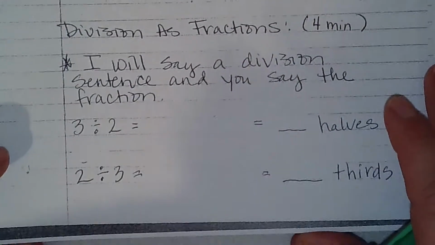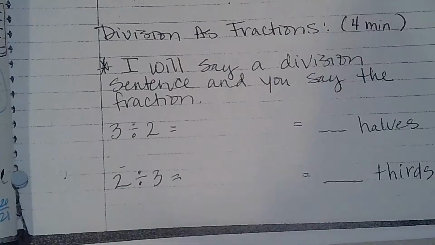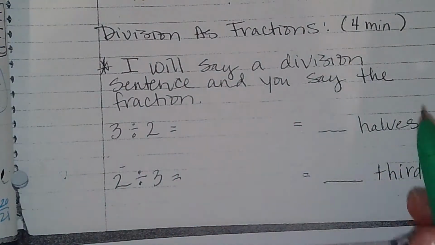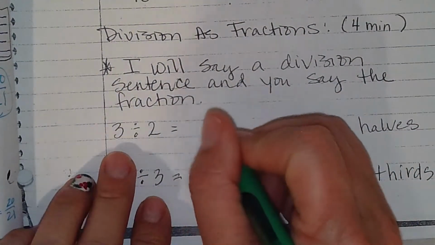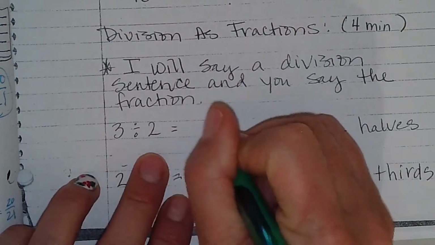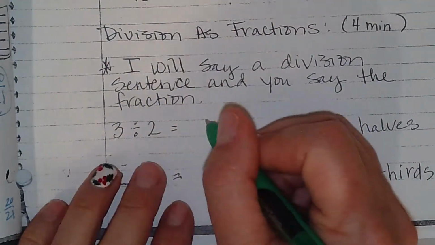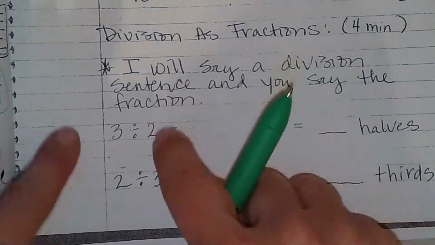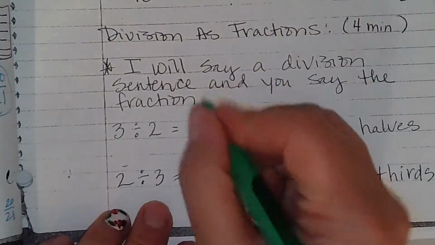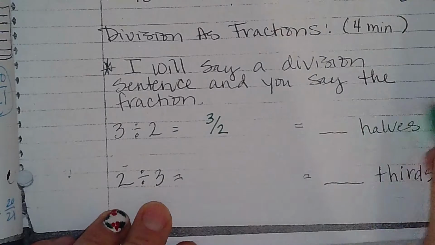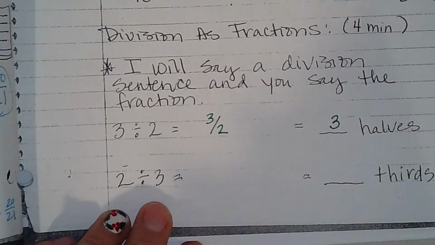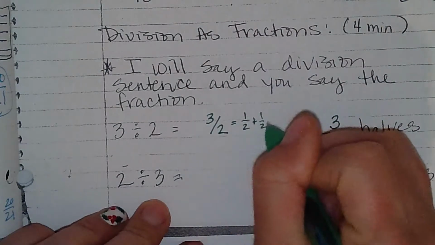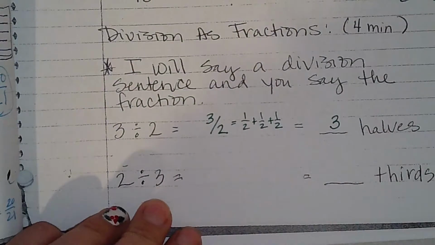Now, division as fractions. I will say a division sentence and you say the fraction. So 3 divided by 2 becomes what? If that's a fraction, how does 3 divided by 2 change to a fraction? Remember how we took it and flipped it down? So it becomes 3/2, because it would be 1/2 plus 1/2 plus 1/2, 3/2.